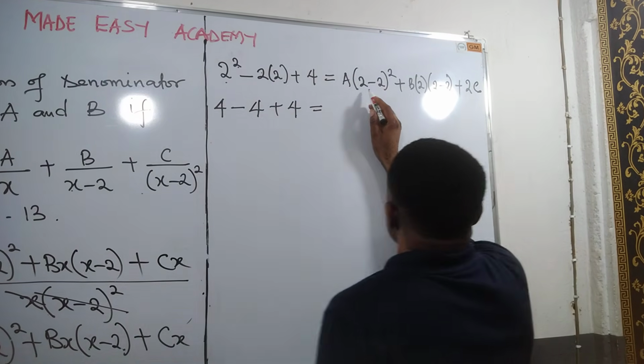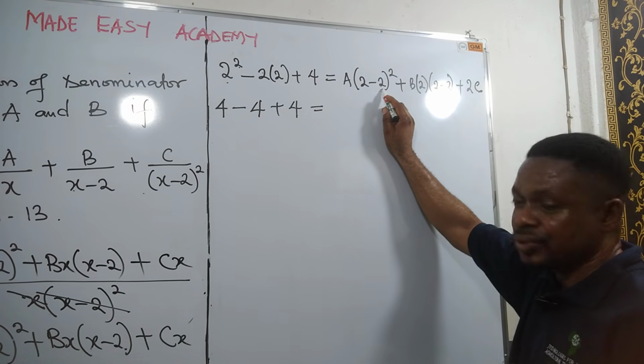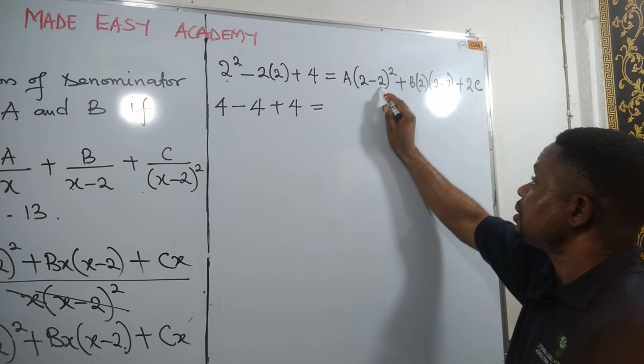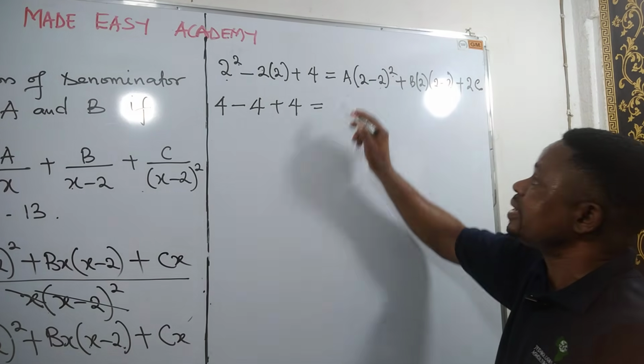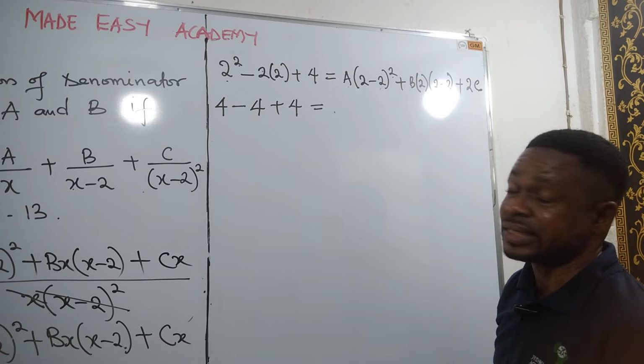Be observant here. Watch this. 2 minus 2 is what? 0. 0 squared is still 0. And 0 times a is what? 0. So a has disappeared.